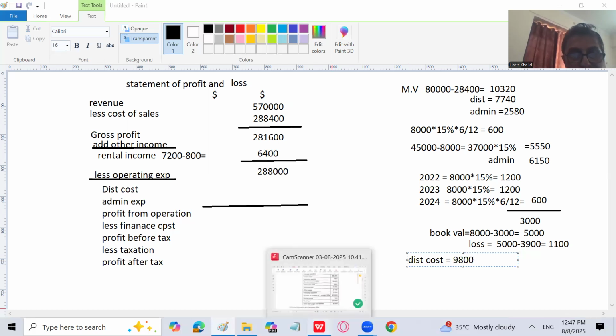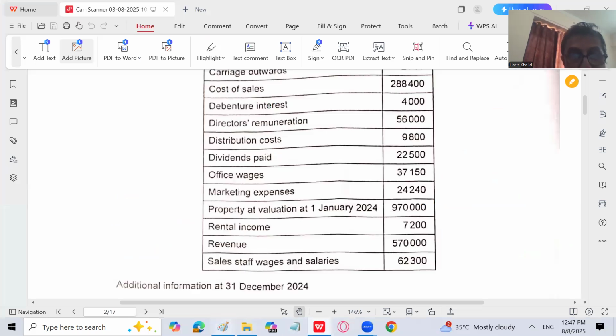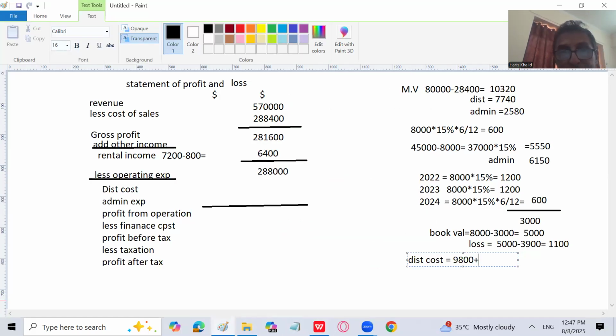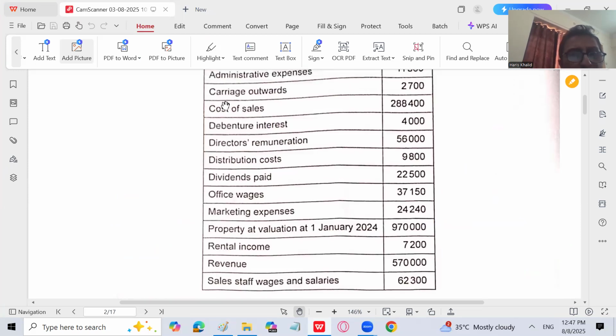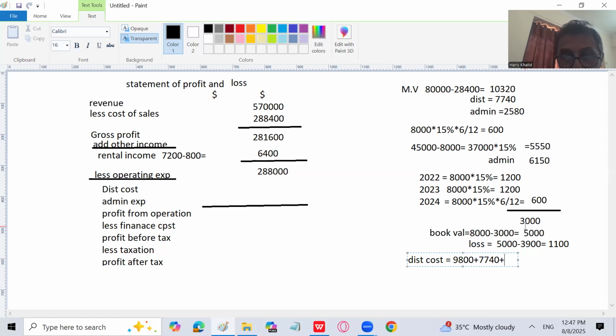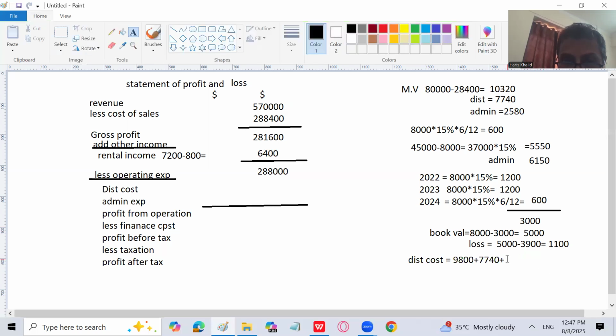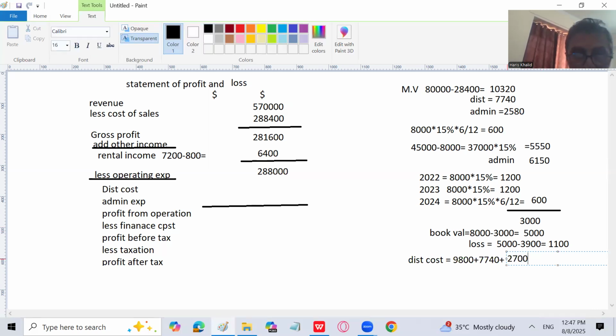Then let's see other things. That is depreciation on motor vehicle. Out of the motor vehicle depreciation which we have calculated already, 7,740 of the 10,320 is a part of distribution cost. It should go to the distribution cost, so we have added it. Next, carriage outward, 2,700, is also part of distribution cost, so I will add 2,700 in distribution cost.